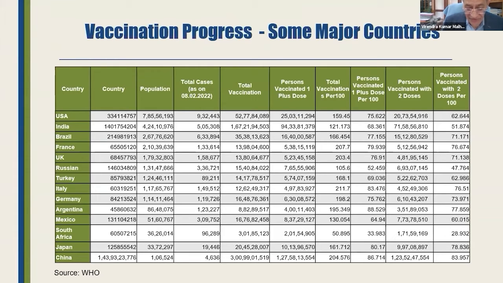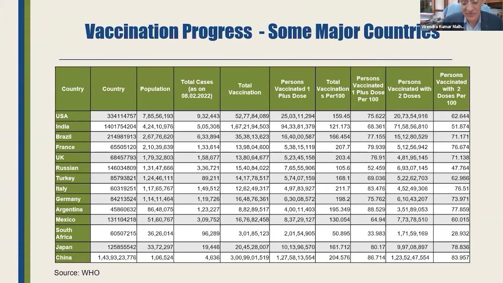So 52% of India's population is already covered with 2 doses. We could compare it with Russia, which is at 48%, or South Africa, 29% somewhere. Most of the advanced countries are in the range of 60 to 70% coverage, and we are also moving in that direction. So within the next 2 to 3 months, most of the eligible population is considered to be vaccinated, as far as the adult population is concerned.